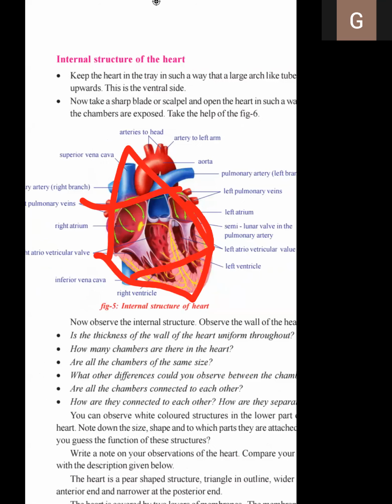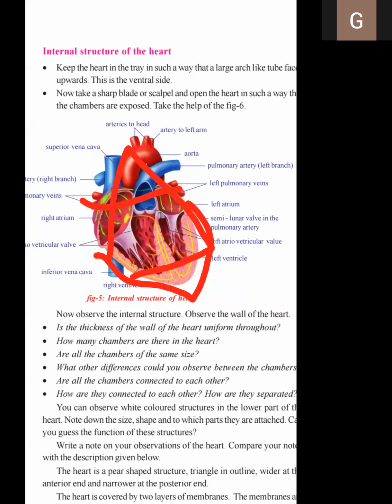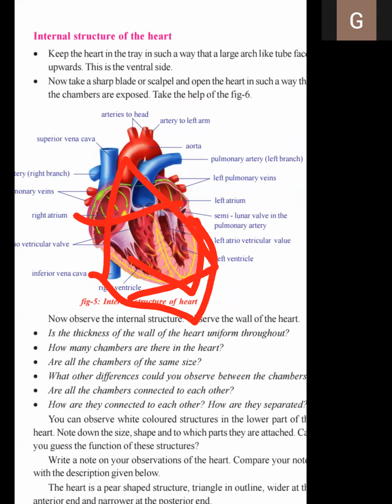If something has less width, we call it narrower. So it is narrower at the posterior end, meaning at the lower part of the heart. So the heart is pear shaped, triangle in outline, wider at the anterior portion and narrower at the posterior portion.